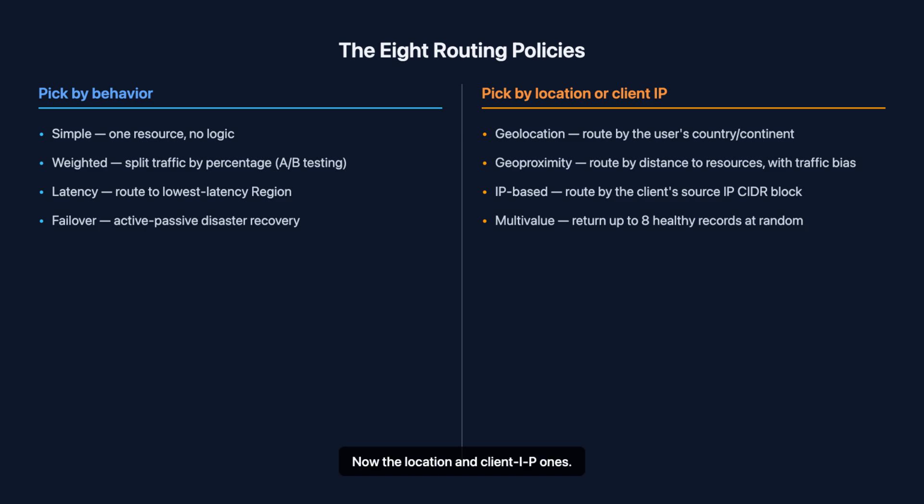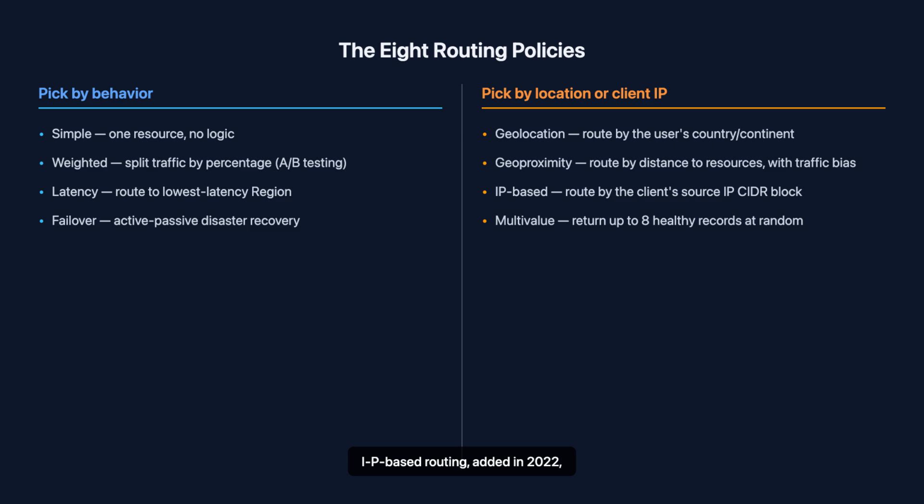Now the location and client IP ones. Geolocation routes by the user's actual country or continent. Geoproximity routes by geographic distance to your resources. And crucially, it lets you bias traffic toward or away from a location.